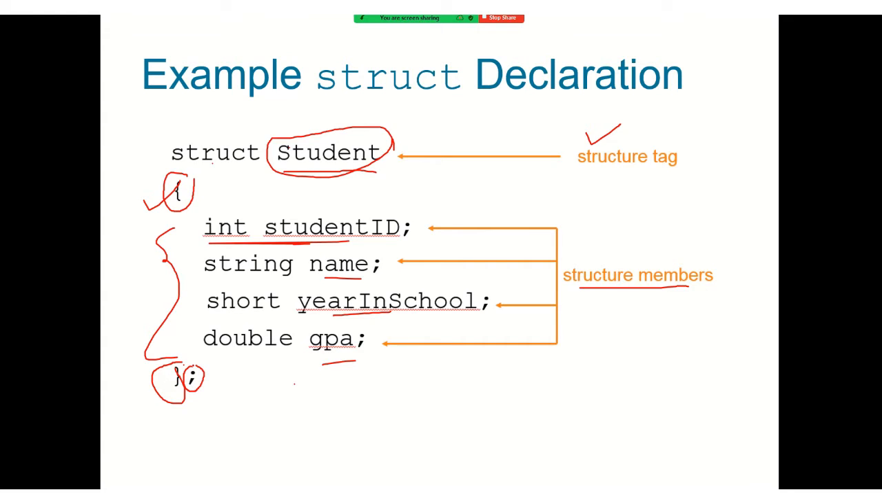This is a very, very frequent mistake people make. They define a structure and they don't specify the semicolon, and then they keep getting compilation failure. So that's very important. This is very important to remember.